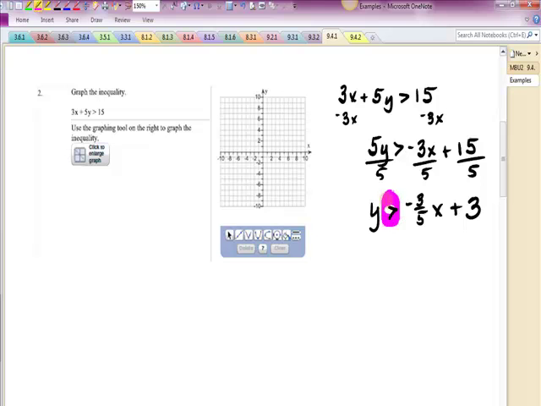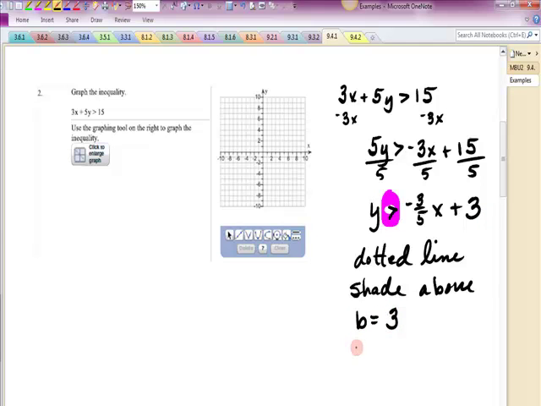The symbol, what does it tell you? Well, it does not have equal. That means it's going to be a dotted line, just a boundary. It also says, because it says greater than, you will shade above. The b value of the boundary line is 3, so I'll begin at 3 on the y-axis. The slope, I choose to put the negative with the top, and that will tell me to go down 3, right 5. So begin at 3.